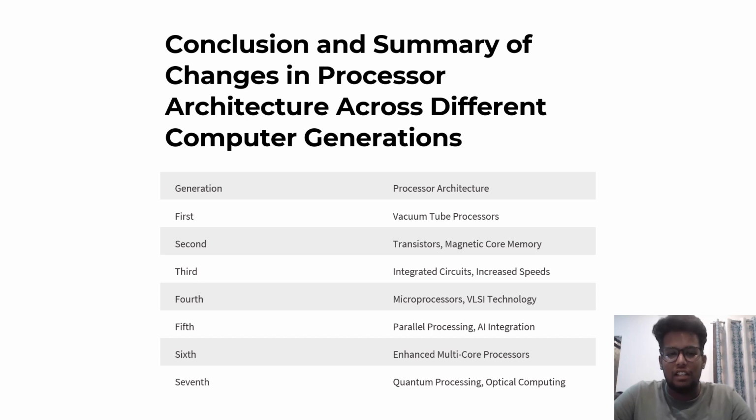In the third generation, integrated circuits and increased speed. Fourth, microprocessors and VLSI technology were used. In the fifth generation, parallel processing and AI integration were used for the development. And in the sixth, we used the enhanced multi-core processor, in which many functions or applications could be run at a single time. And finally, in the seventh generation, quantum processing and optical computing were used.